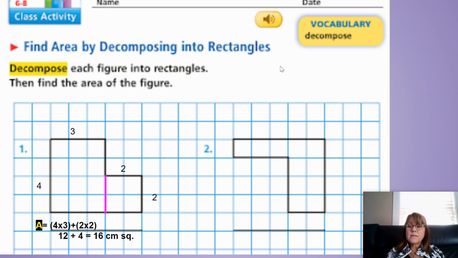So you should be writing this down on your paper so you have it to refer to later. If you need to pause the video at any time, do so and then start me back up. I'll be here. All right, number 2, I'm going to draw my line there.